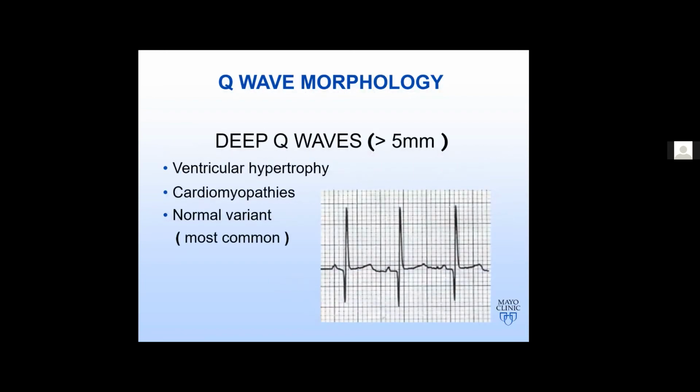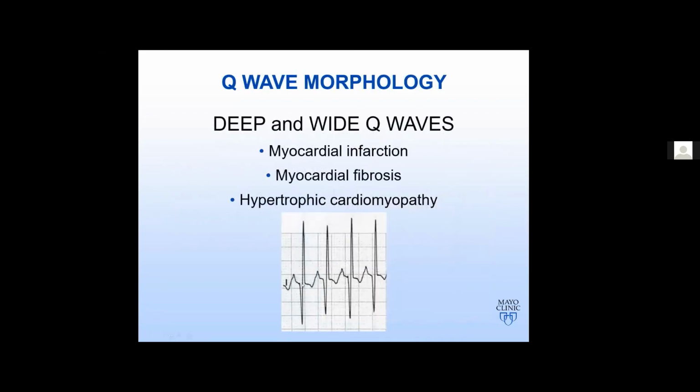So when we look at deep Q waves, you can see it in ventricular hypertrophy, cardiomyopathies, or as a normal variant. So we don't really use deep Q waves for that much of a concern, but wide Q waves, more than half a box, you can see in myocardial infarction, myocardial fibrosis, and hypertrophic cardiomyopathy. So how many of those things are good? None of them. So wide Q waves are abnormal. Anything more than half a box should tip you off.